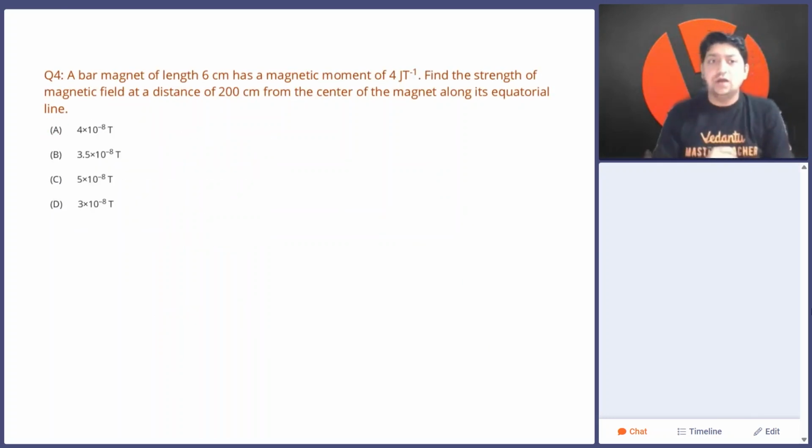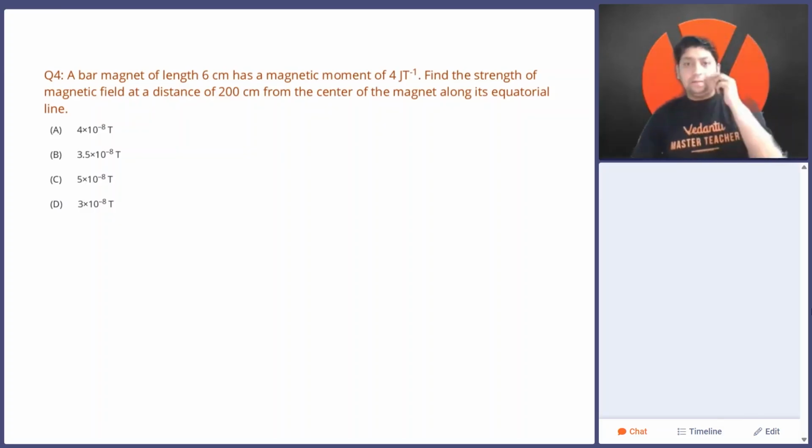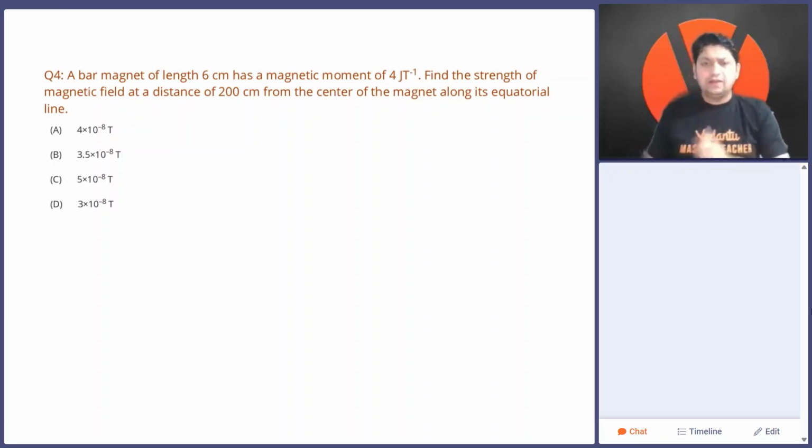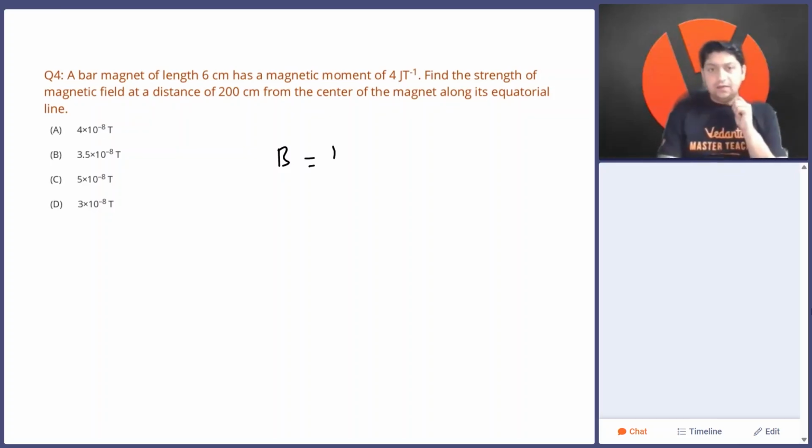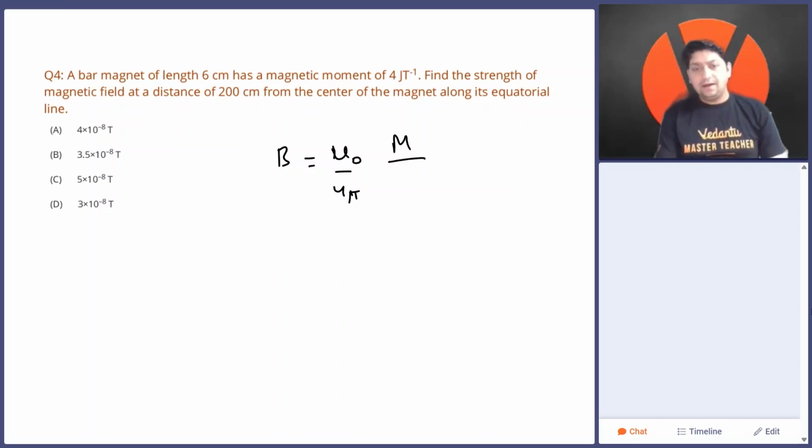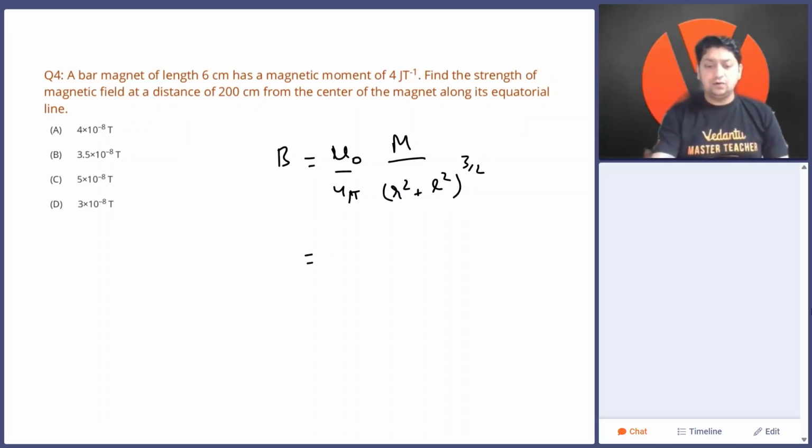Let's move to the next question. A bar magnet of length 6 centimeter has a magnetic moment of this much. Find the strength of the magnetic field at a distance of 200 centimeter from the center of the magnet along its equatorial line. Okay, that is quite easy. The magnetic field strength on the equatorial line is given by mu naught upon 4 pi, and the general expression was m by (r square plus l square) having power 3 by 2, right? So we can put the values over here. It will be quite an easy question to solve.